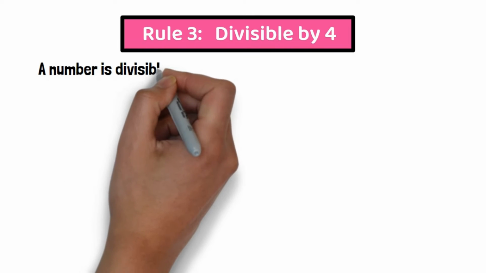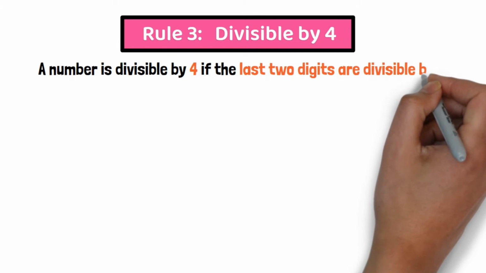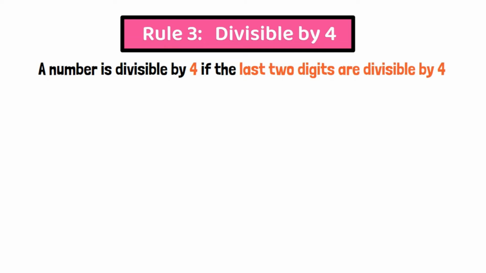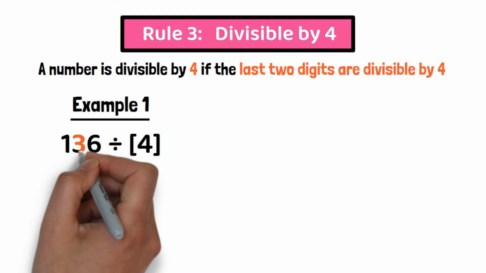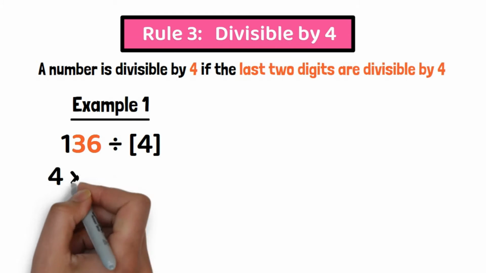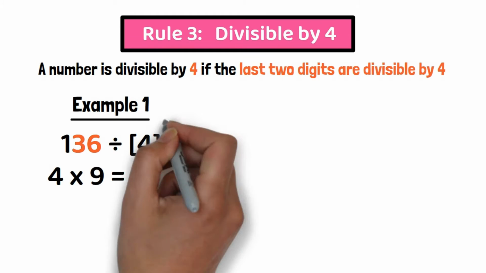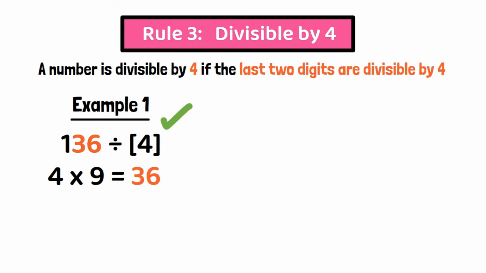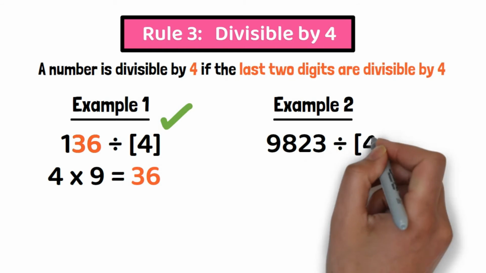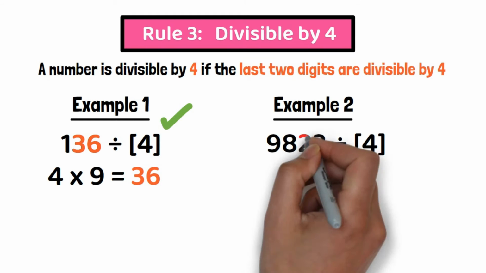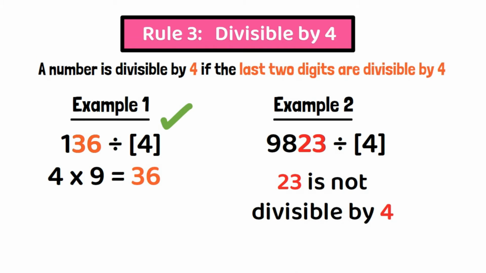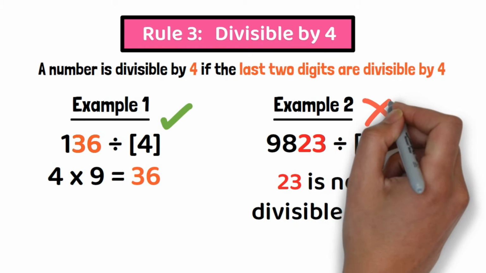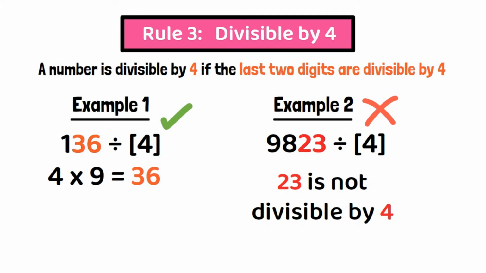A number is divisible by 4 if the last 2 digits are divisible by 4 and there is no remainder. Let's check if 136 is divisible by 4. The last 2 digits are 36 and 36 is a multiple of 4. So 136 is divisible by 4. Let's try another example. Example 2. Is 9823 divisible by 4? Let's find out. The last 2 digits are 23 and 23 is not divisible by 4. So 9823 is not divisible by 4.